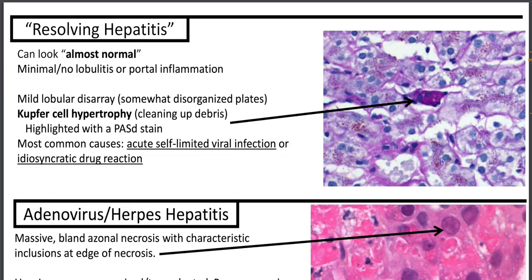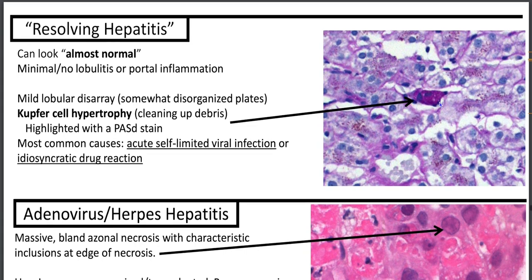Resolving hepatitis, it can look almost normal, where you'll have minimal to no lobulitis or zone 2 or portal inflammation, zone 1. You can have mild lobular disarray with somewhat disorganized plates, and you can have Kupffer cell hypertrophy, where it's acting as the garbage person and cleaning up the debris. And if you can't see it that well, it's highlighted with a PAS diastase stain. And the most common causes include acute self-limited viral infection or idiosyncratic drug reaction.